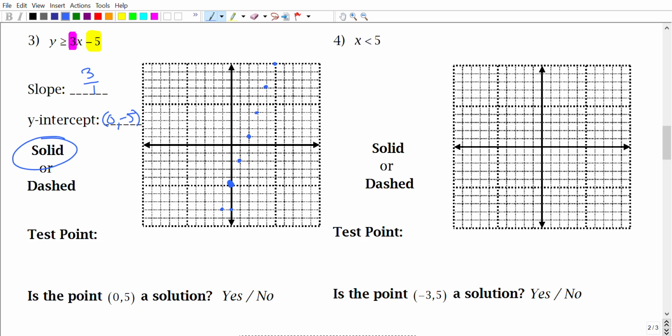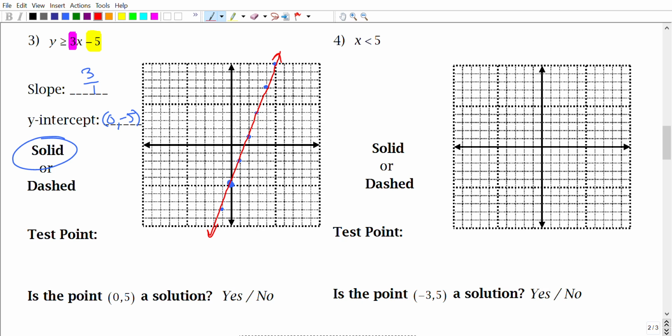Now take your pencil and draw a solid line. You don't need to do dashes this time. It's actually a solid line. There's my best attempt at a straight line. If you have a straight edge, make sure you use it.